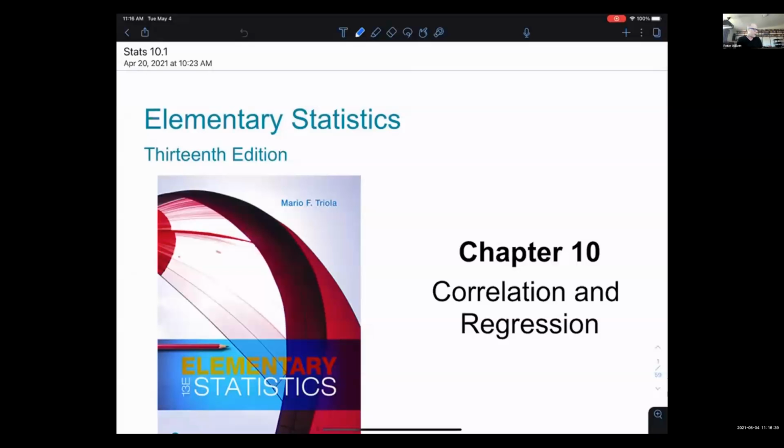Welcome to chapter 10. Chapter 10 is about correlation and regression. We actually introduced the idea of a linear correlation and the linear correlation coefficient a little bit earlier in our work, but we're going to look at it more fully now in chapter 10.